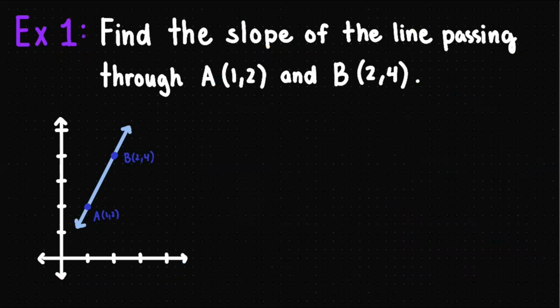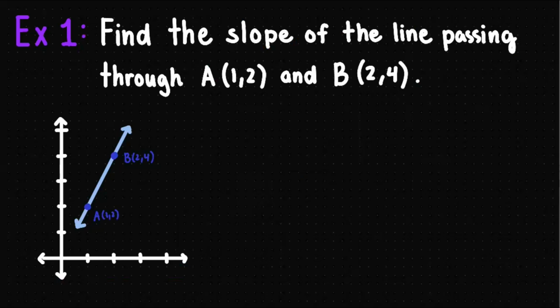So now let's try to work on some examples. In this first example, our goal is to find the slope of the line passing through the point A given by the ordered pair (1, 2), and B given by the ordered pair (2, 4).